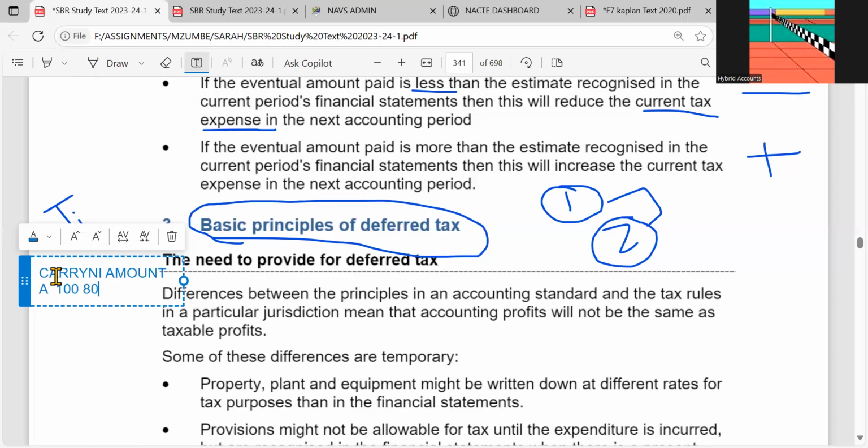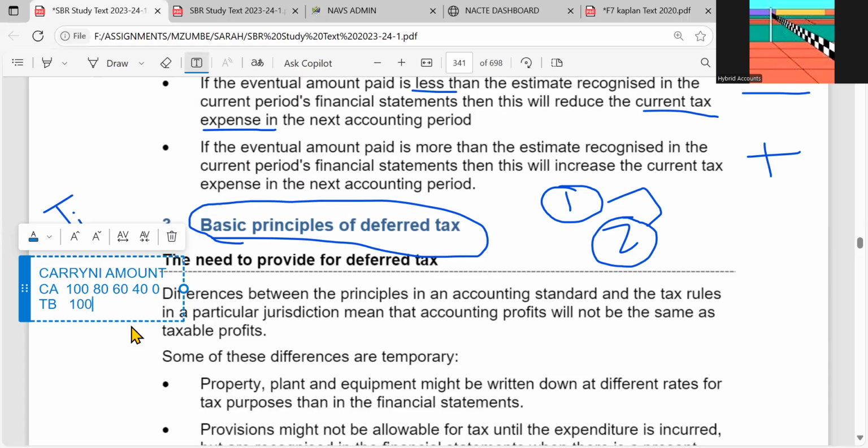So next year it will be 80, next year 60, next year 40, and the last year should be 0, right? Now, for tax purpose, we call it tax base. It's just a different name, right? For accounting purpose, we call it carrying amount, while for tax purpose, we call it tax base. Let's say for the tax purpose, it goes this way.